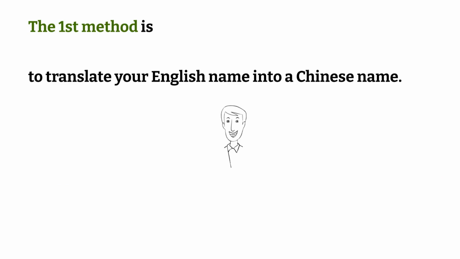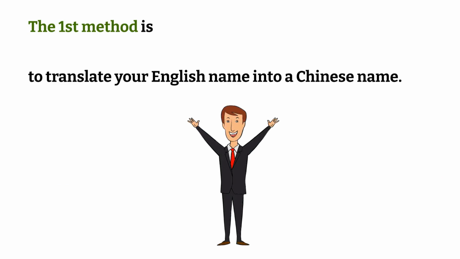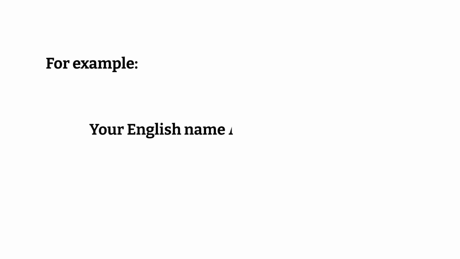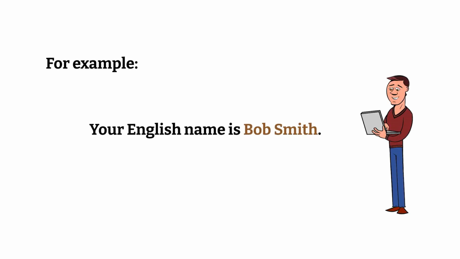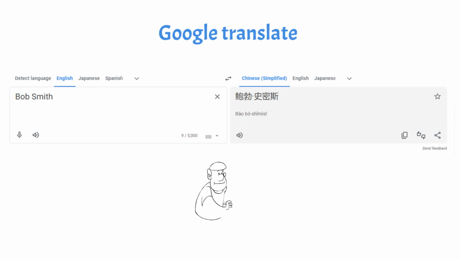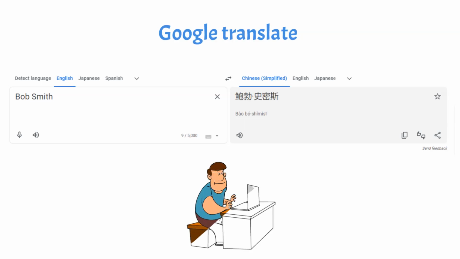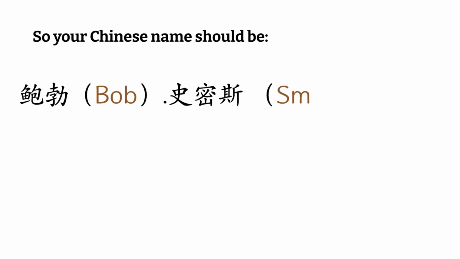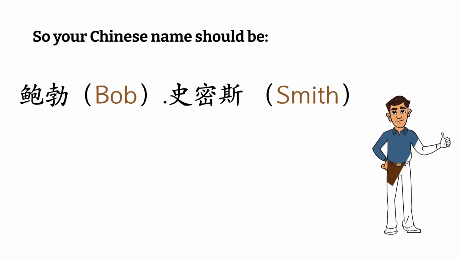The first method is to translate your English name into a Chinese name. For example, your English name is Bob Smith. Then you use Google Translate. Put Bob Smith in English and choose Chinese as translation. In a second, you will get 鲍勃史密斯. So your Chinese name should be 鲍勃史密斯. 鲍勃 means Bob. 史密斯 means Smith. So that's the first method.